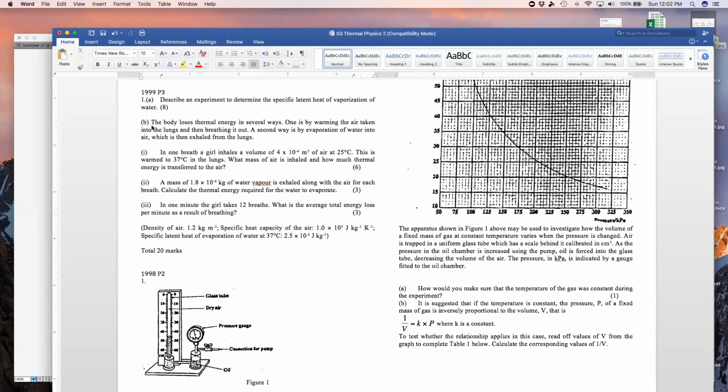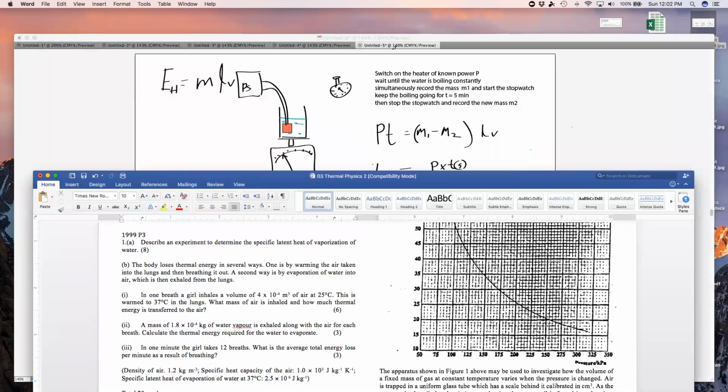Part B. The body loses thermal energy in several ways. One is by warming the air taken into the lungs and then breathing it out. A second way is by evaporation of water into the air, which is then exhaled from the lungs. In one breath, a girl inhales a volume of air at 25 and this air is warmed to 37. What is the mass of air inhaled and how much thermal energy is transferred? Again, what is the mass of air inhaled?